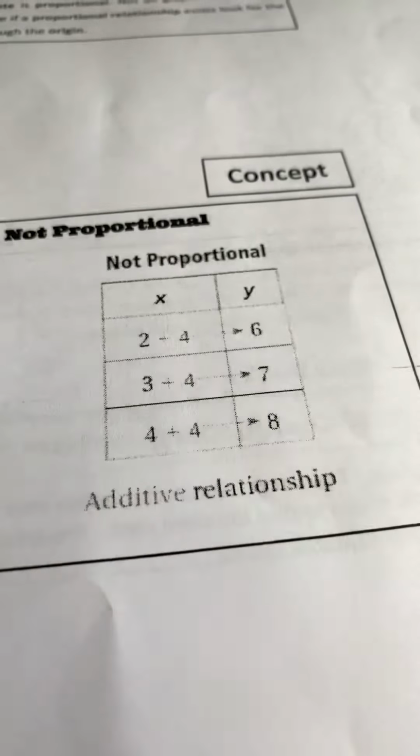So what you've got to pay attention to is when you look at the ratios, if you can't multiply the same number for each of them, then it's not a proportional relationship.